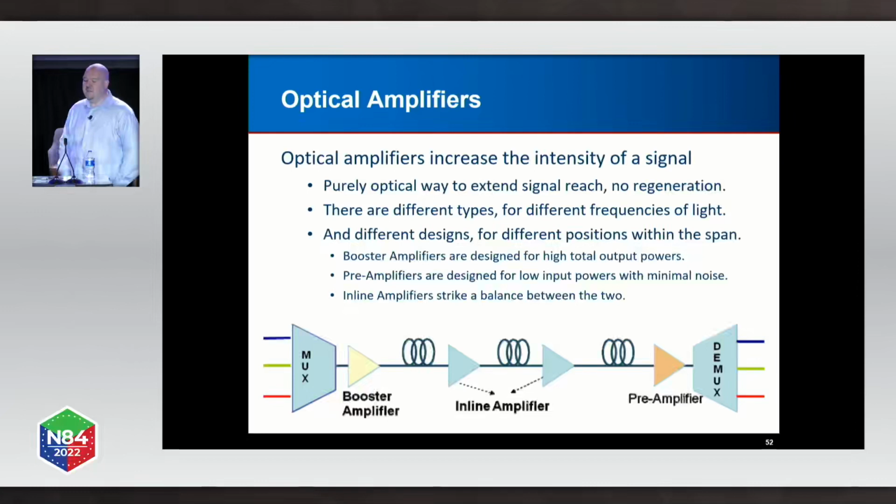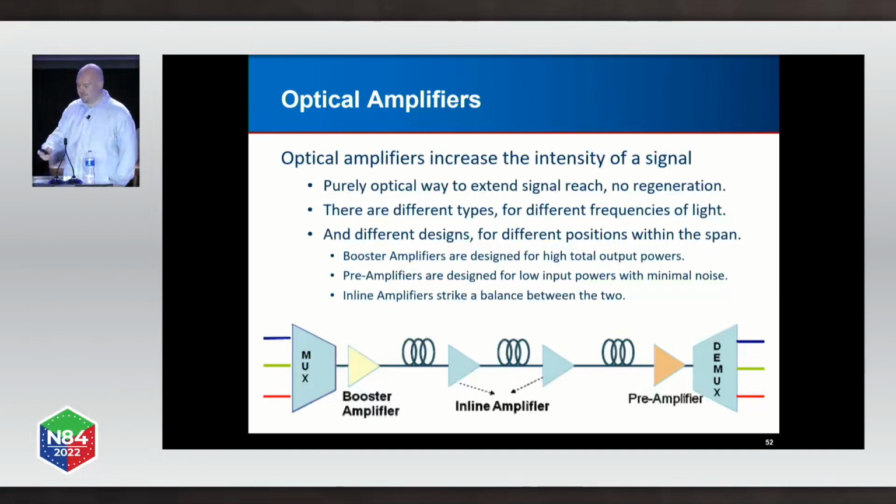So a booster is designed for high total power. So you put a booster when you're transmitting. So you've got a signal coming, you want to make it as hot as possible before you put it out in the line. There's your booster. A preamp is what you have on the receive side. So you've got a signal coming in, it's kind of weak. You want to make it brighter so that you can decode it easier. It's designed for that low power level, low noise. And an inline is just something that kind of strikes a balance in the middle. And it's designed not to really decode the signal, but to just amplify it and pass it on to another node.